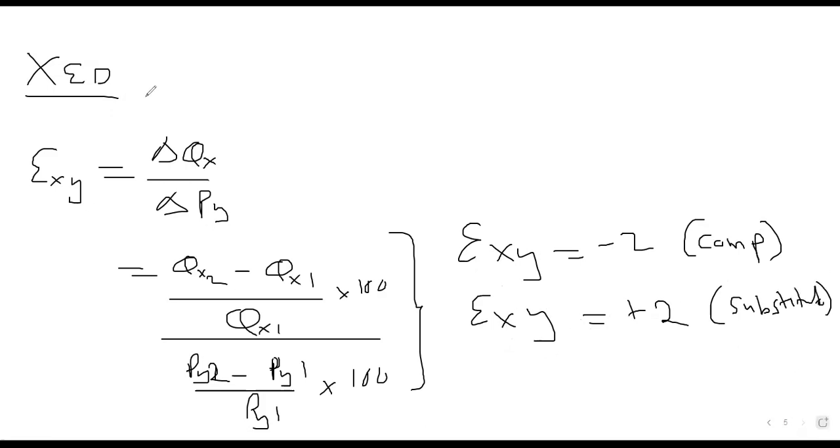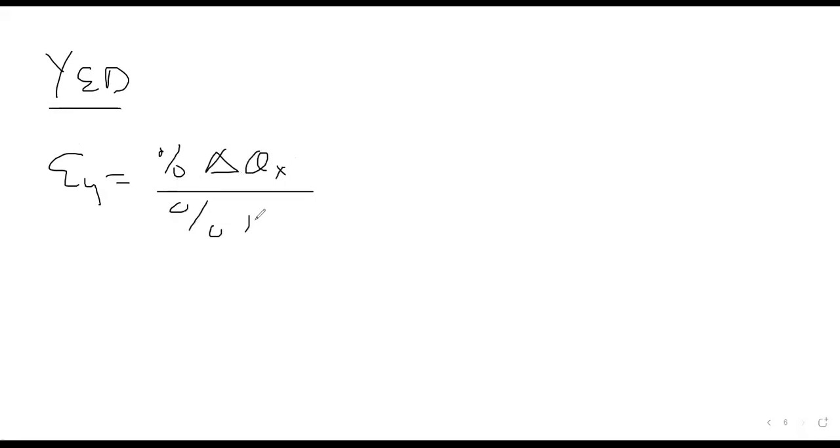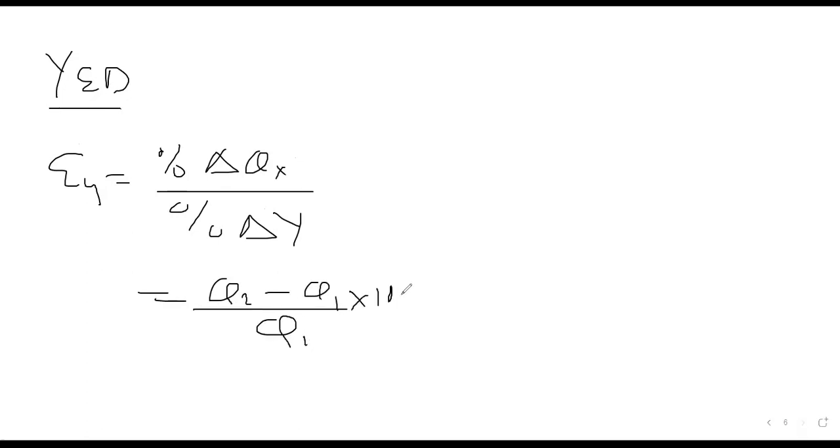Then also income elasticity of demand. Income is denoted by Y or M. So income elasticity of demand is simply the percentage change in what, over the change in what? Income. Or Q2 minus Q1 over Q1 times 100 divided by Y2 minus Y1 over Y1 times 100.